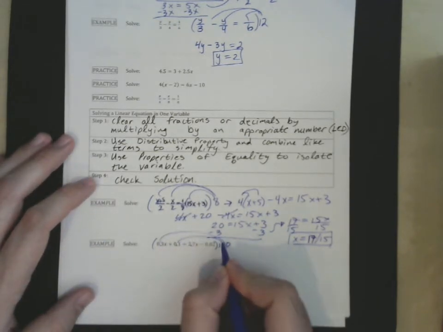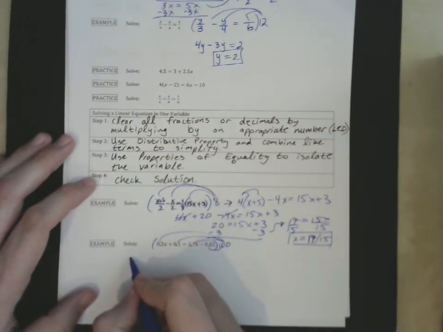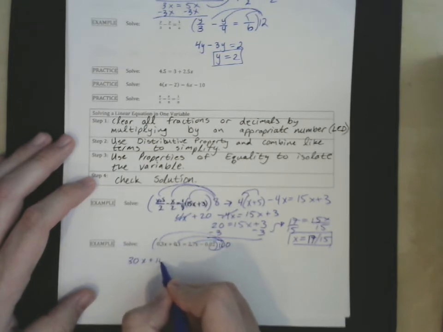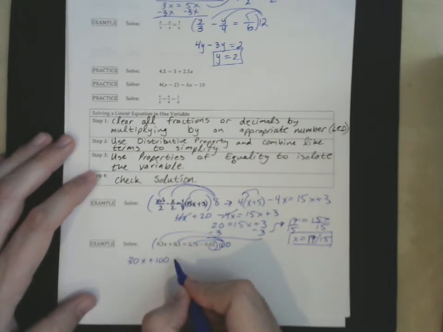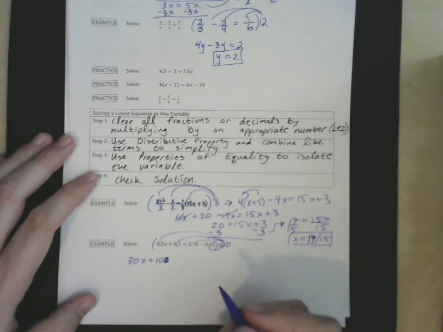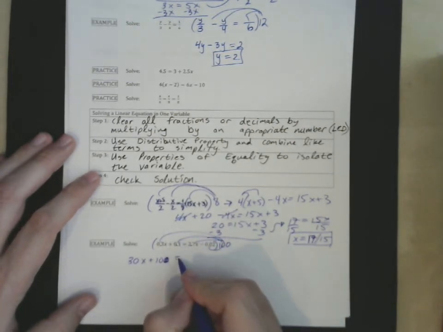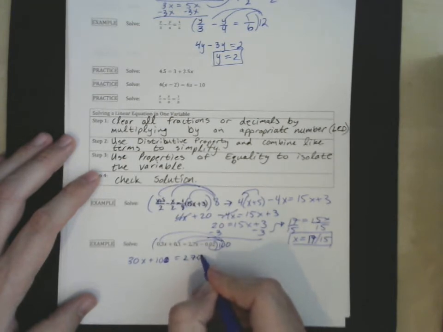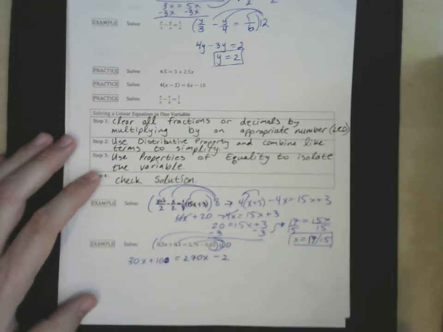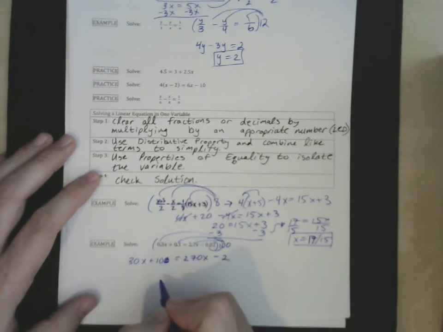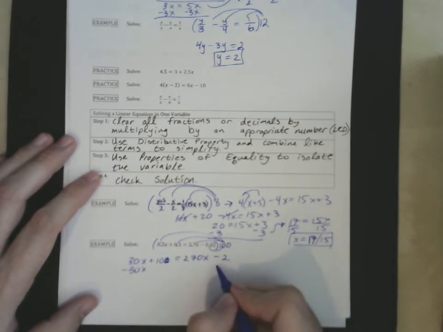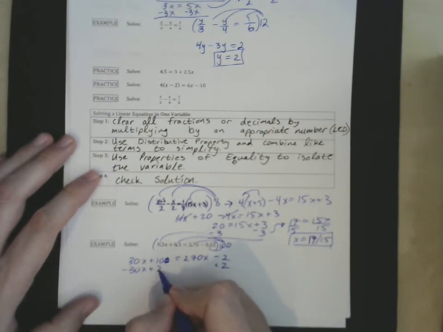So again, distribute that to everything. So we have 30x plus 100 plus 10 equals 270x minus 2. So I'm going to minus 30x here. And at the same time, I'm going to add 2 to both sides.